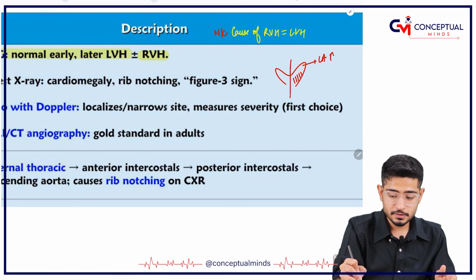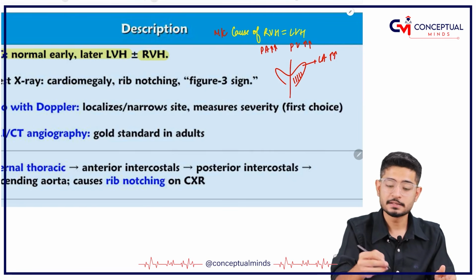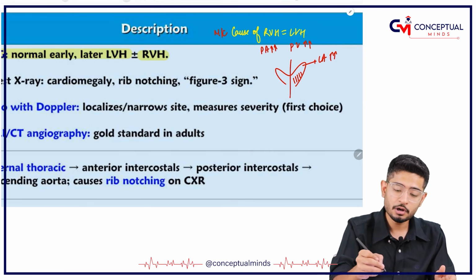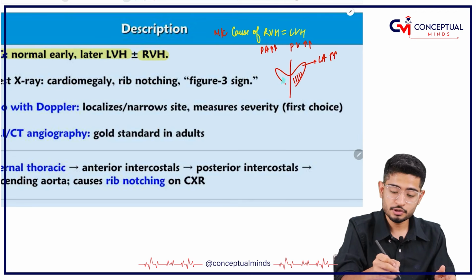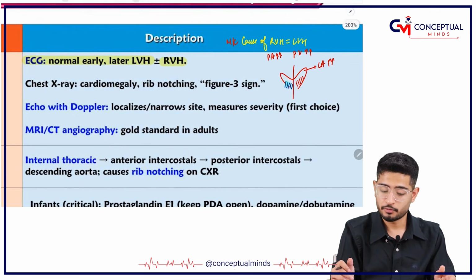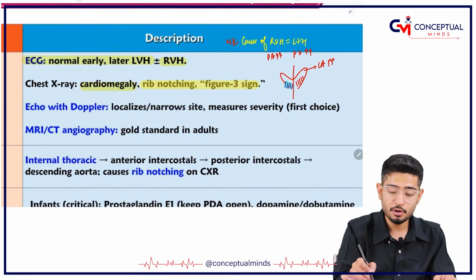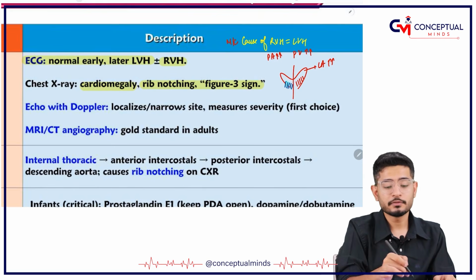left atrial pressure is also going to increase, the pulmonary vein pressure is going to increase, and then of course the pulmonary artery pressure is going to increase. If the pulmonary artery pressure is increased, the right side has to put in a lot of effort to push the blood forward, and then the right ventricle is going to have hypertrophy. There is cardiomegaly because of the hypertrophy, and there is rib notching also, the figure of 3 sign.